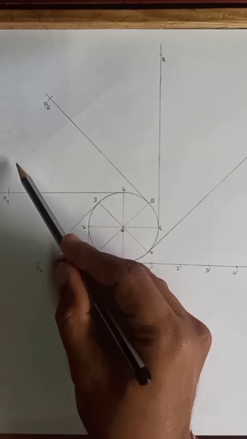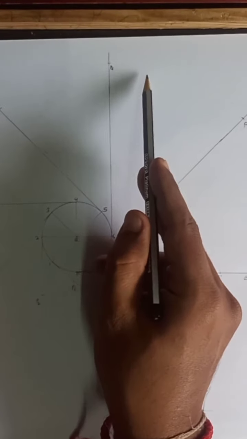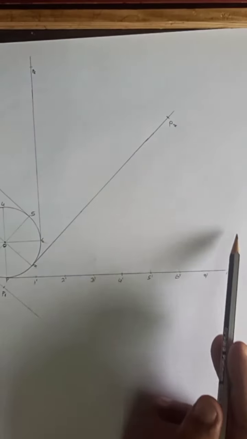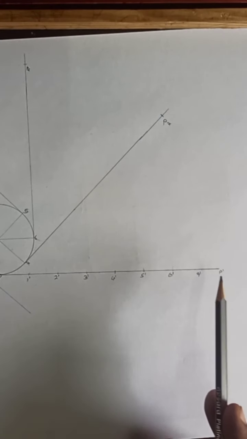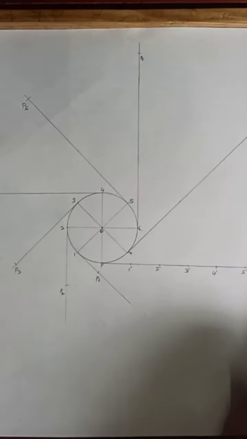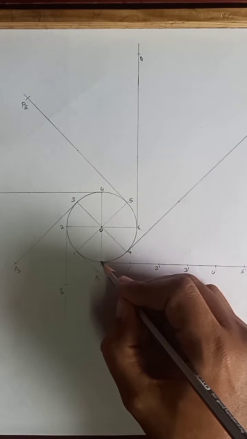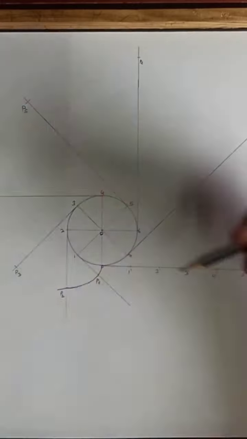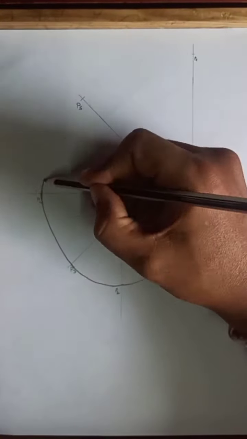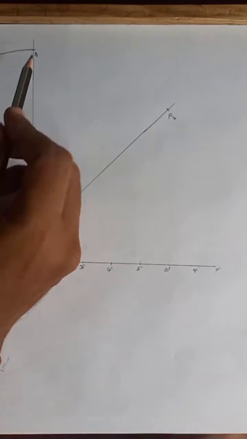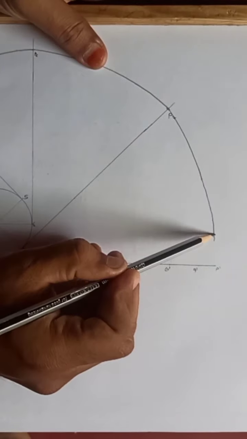After finding the points P1, P2, P3, P4, P5, P6, P7, we need to draw the involute of the given circle. For this, start from the point P, join on P1, P2, P3, P4, P5, P6, P7. At last, end it on P dash. The obtained curve will be the involute of the given circle.